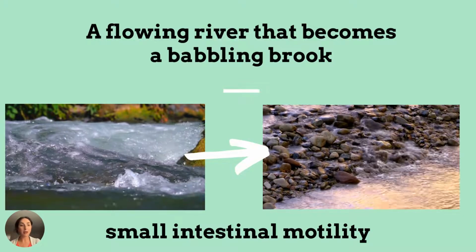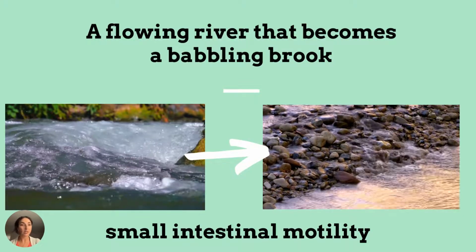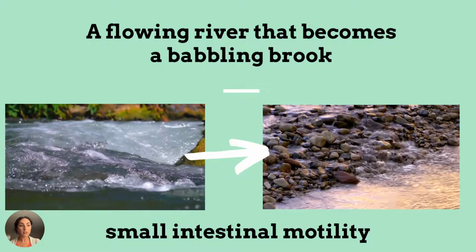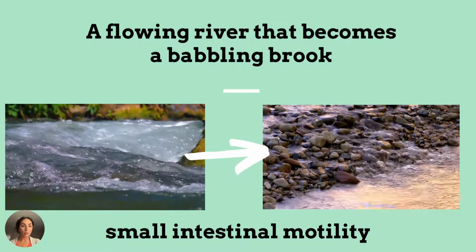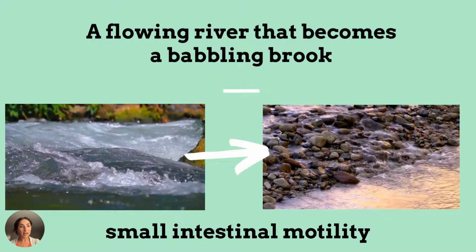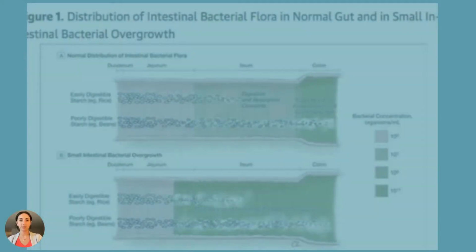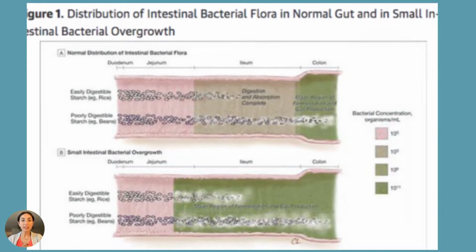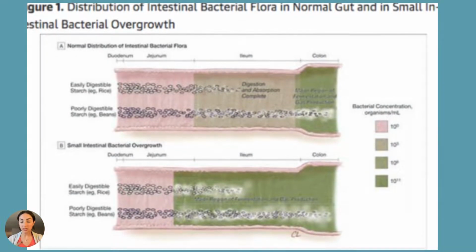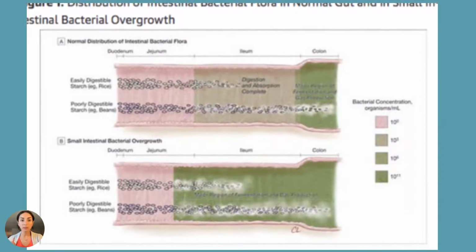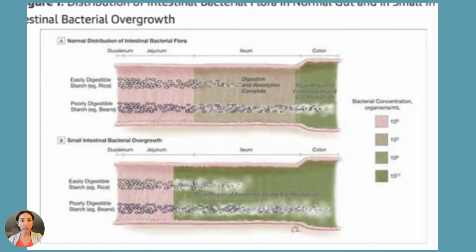So if your gut is looking like it's on the right, you're having sluggish gut motility with SIBO, then our goal is to, one, stimulate that motility again and figure out why that slowed down in the first place. And here we have a distribution of bacteria in the gut, just showing you the difference between a normal flora and a flora in the small intestine that is overgrown with bacteria.